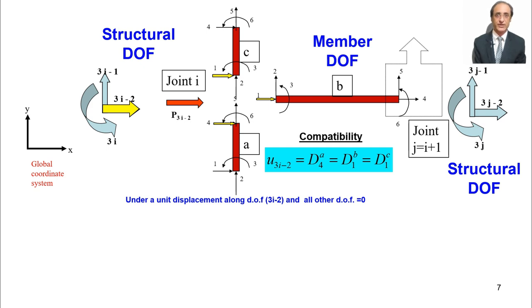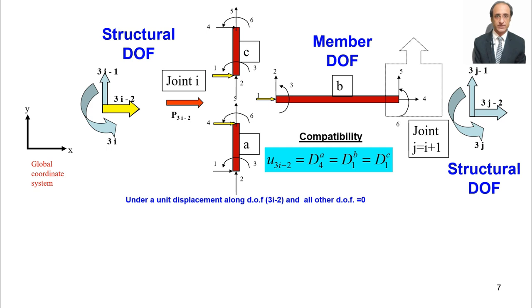So we can write this in the form of an equation using symbols. We can write that u 3i minus 2. What is u 3i minus 2? It's the joint displacement. And 3i minus 2 comes because this degree of freedom is the translation. So this must be equal to the corresponding displacement of all the 3 members. So we have member number A, this is D4 because this is the 4th degree of freedom. Member number B is the 1st degree of freedom, and member number C is again the 1st degree of freedom. So this is the compatibility condition.